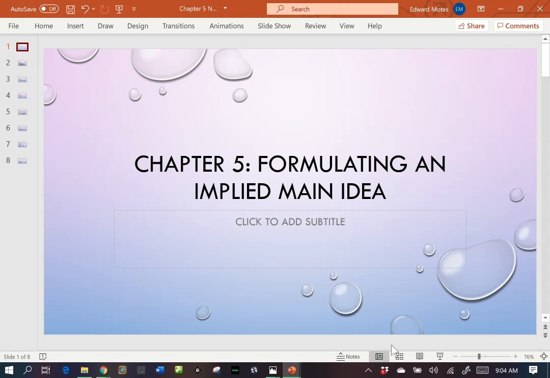So in Chapter 5, this is going to be our hardest chapter. Here, there is no sentence to pick out of the paragraph. You've got to create that sentence on your own. And we've got 3 formulas to help us do that. So let's get started.